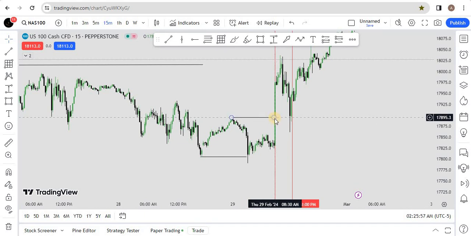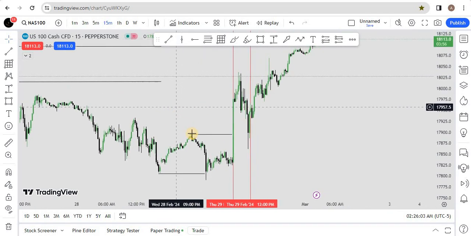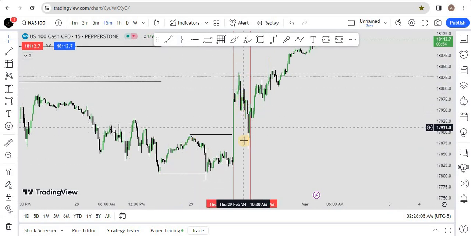Market structure shift, displacement. Okay. We are in a fair value gap. On which fair value gap? A daily fair value gap. Bias is bullish. Okay. So we come to our daily fair value gap, a huge fair value gap.